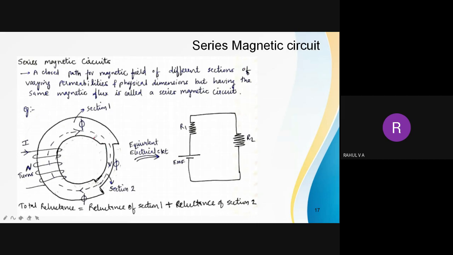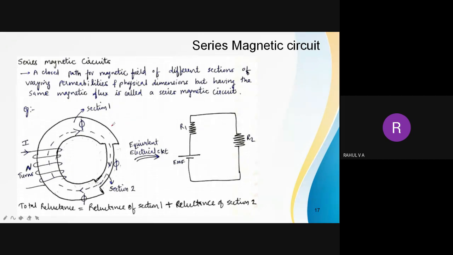So you can see that, what is the meaning of a series electric circuit? So when more than one component, I can say like two or three components, two or more components are connected in series, that is one after another, we are calling it a series circuit.